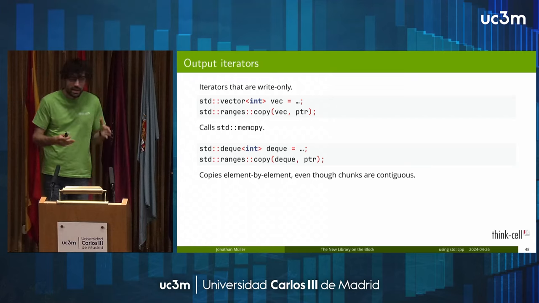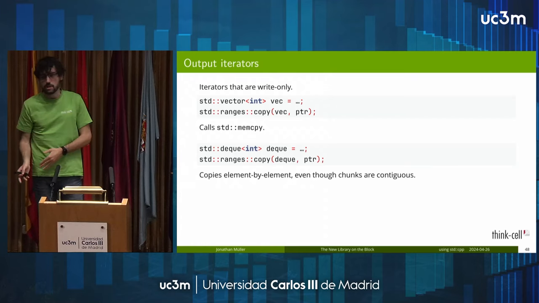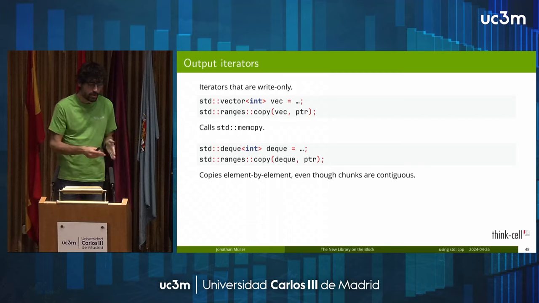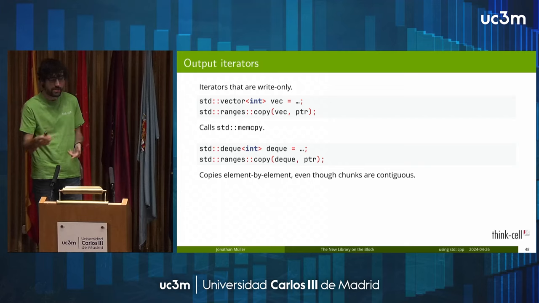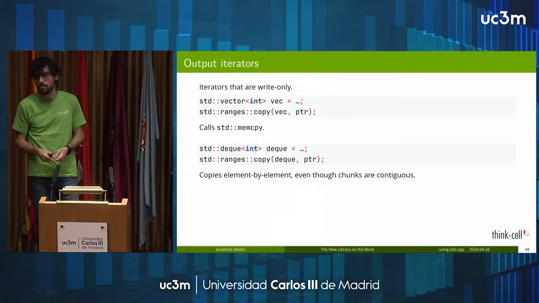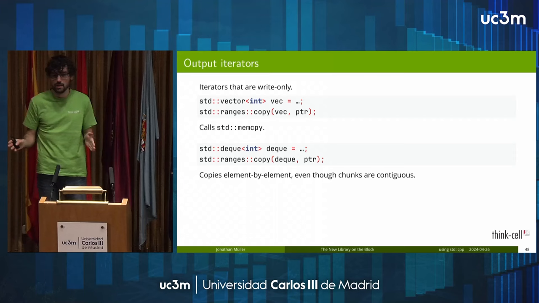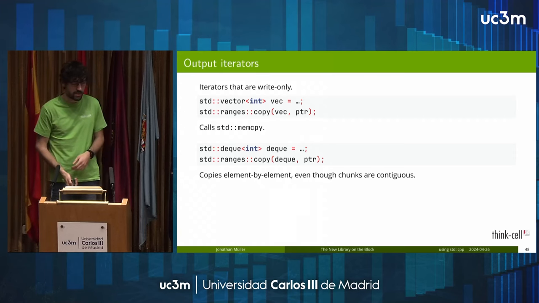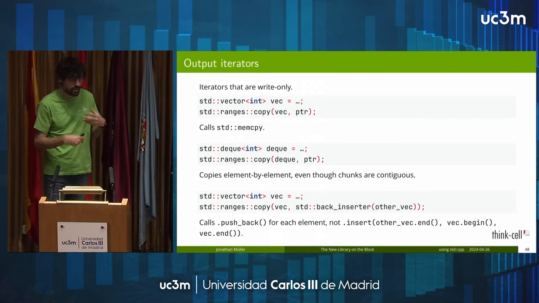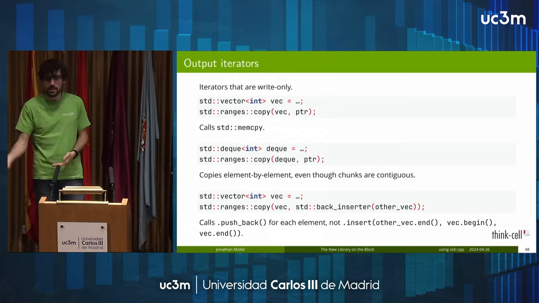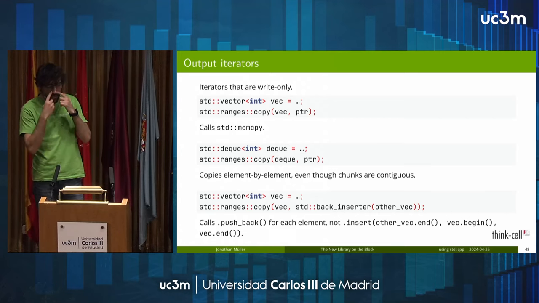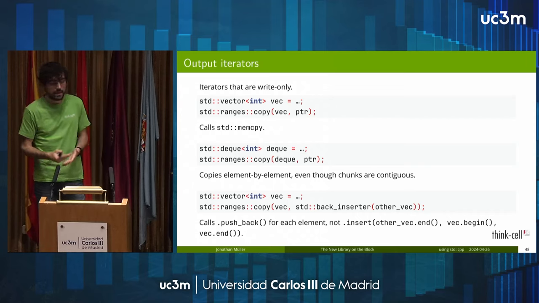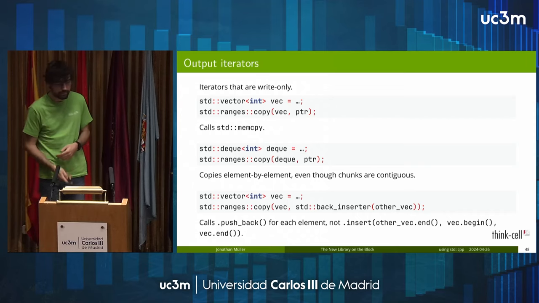Then we have a deque. A deque in memory is essentially like a linked list of arrays. But when we do ranges copy, we don't really get the memcpy optimization. Instead, we loop over the thing element by element and put each element into the pointer, even though we could do contiguous chunks. But the implementation doesn't do that optimization. And when we want to copy something to another vector using back_inserter, we call push_back for each element, instead of just using insert at other vector's end, giving it the entire vector. So output iterators are great for copying single things, but we want to copy chunks as well.